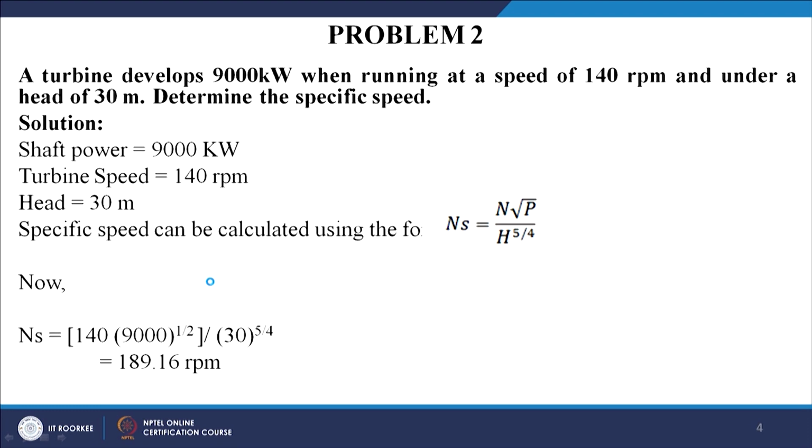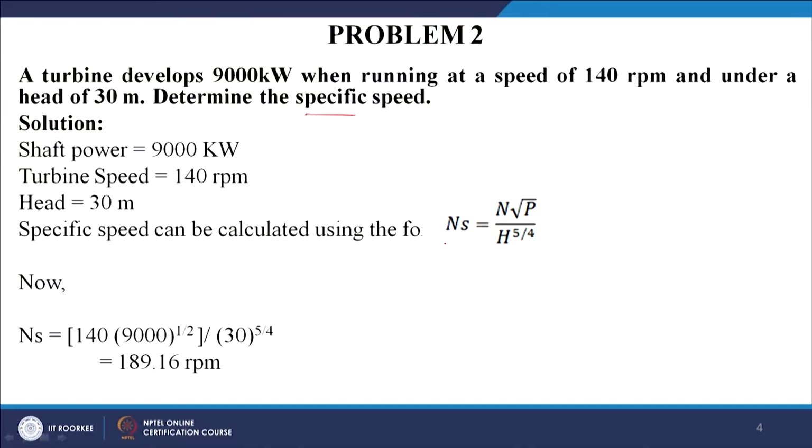Now, we are moving to problem number 2. The statement is: a turbine develops 9000 kilowatt when running at a speed of 140 rpm and under a head of 30 meter. Determine the specific speed. So, this is again a problem related to hydro turbines, and here we have to define the specific speed. Specific speed is nothing but the speed of a turbine of the same size that can produce unit power by using unit head.